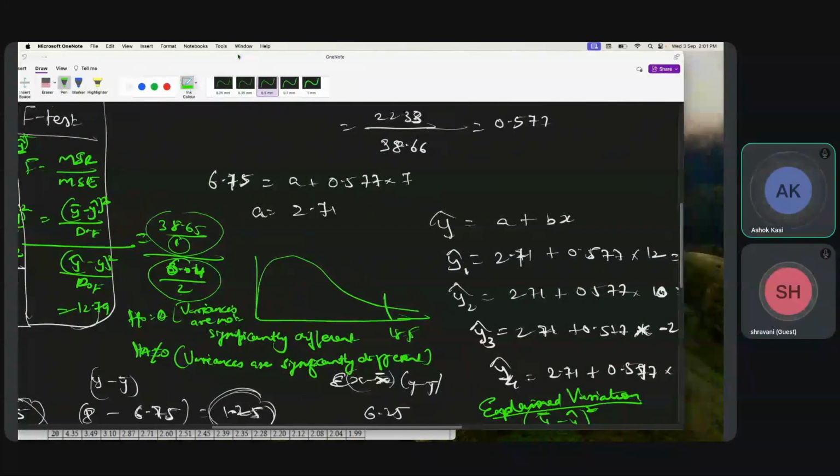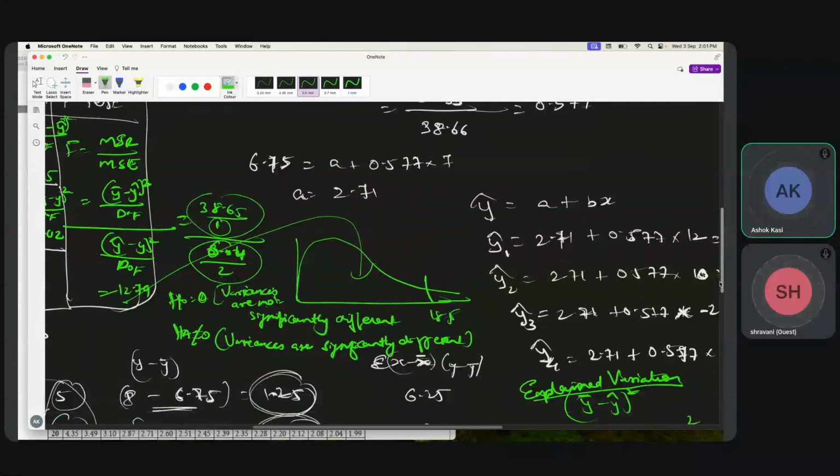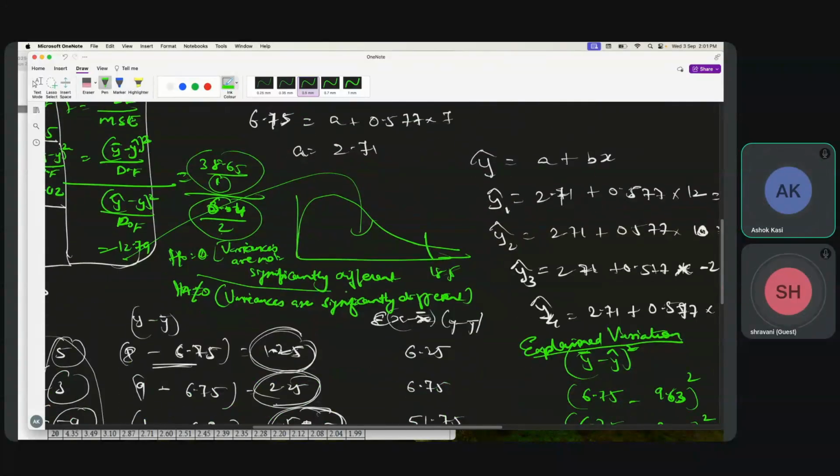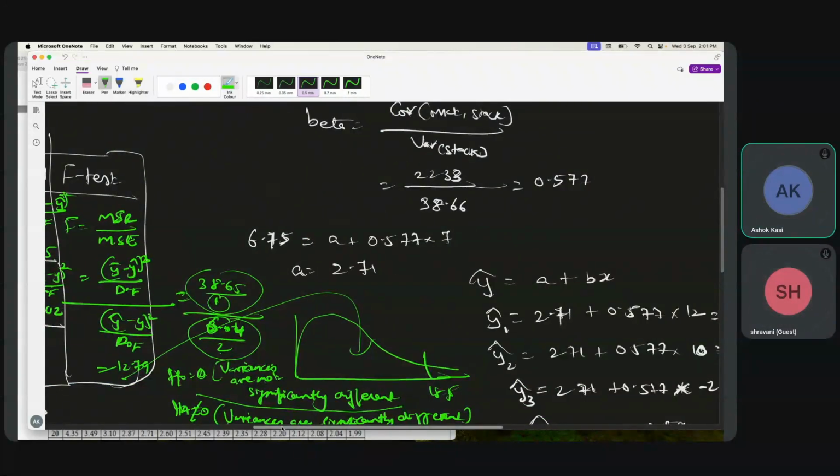And what is the one that we have got? 12.79. It is falling within the range. So that means there is no difference. Variances are not significantly different. Okay, variances are not significantly different. So this is the outcome.